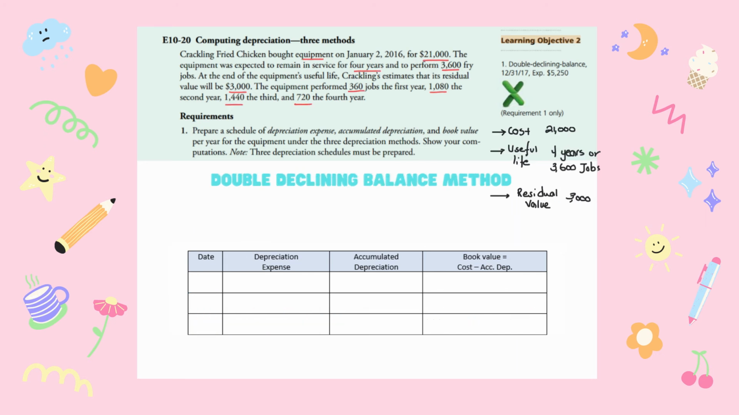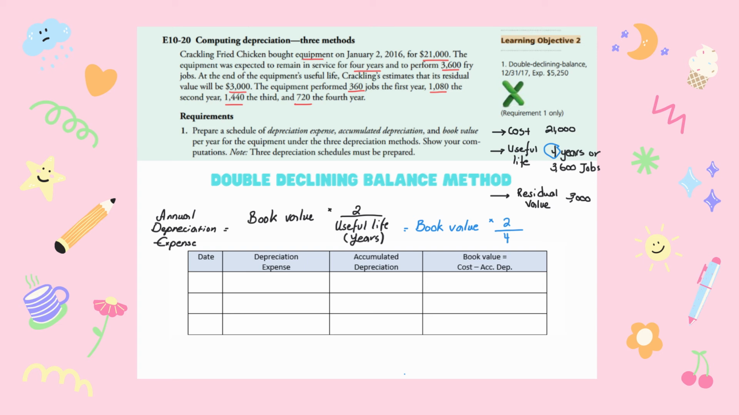Again, we are talking about the same question, but we are using the third method, which is double declining balance method. Okay, so I'm gonna write the formula down. The annual depreciation expense is book value times 2 divided by useful life in years. So I need to multiply the book value with 2 because it's double declining, double. So 2 divided by the useful life in years, which is 4 years.